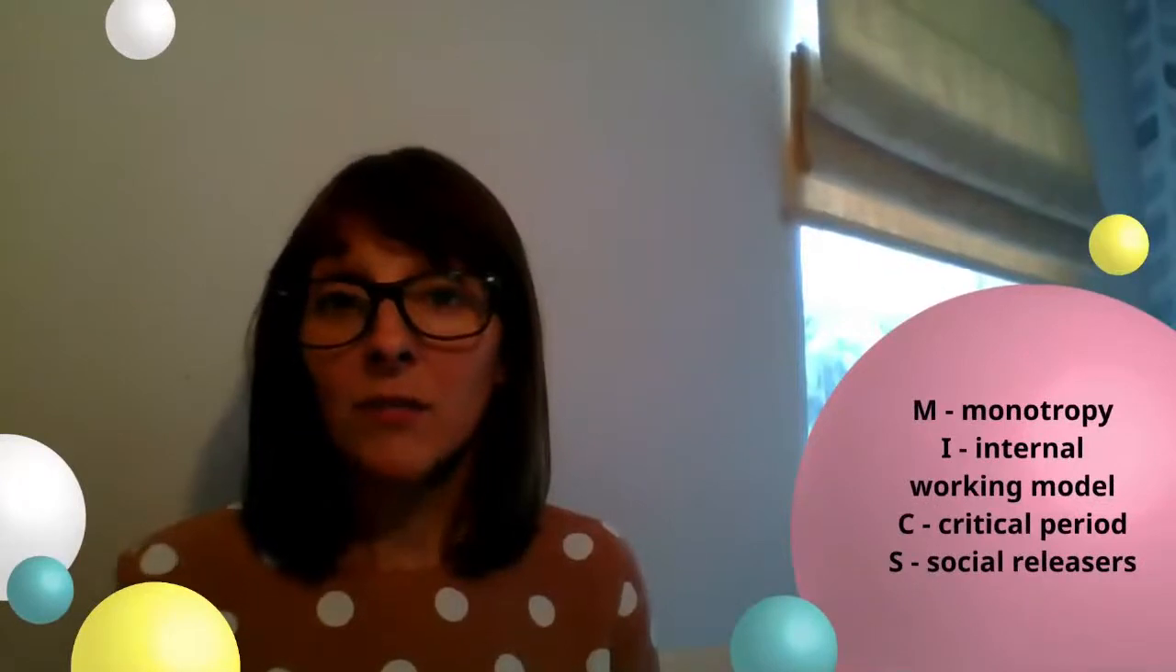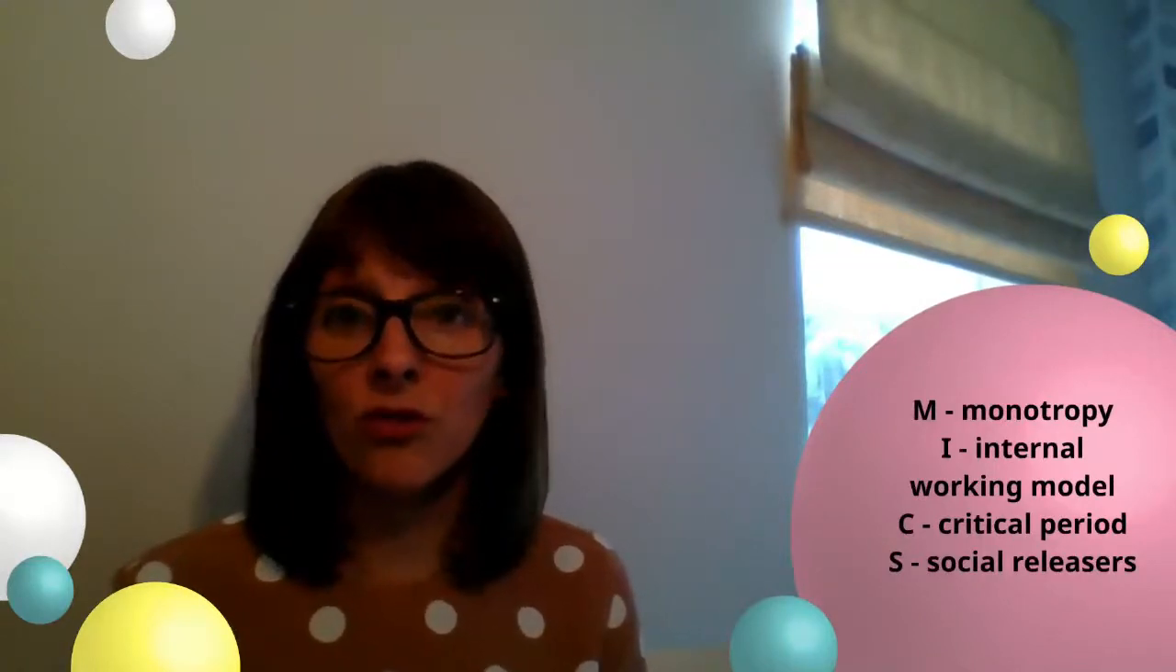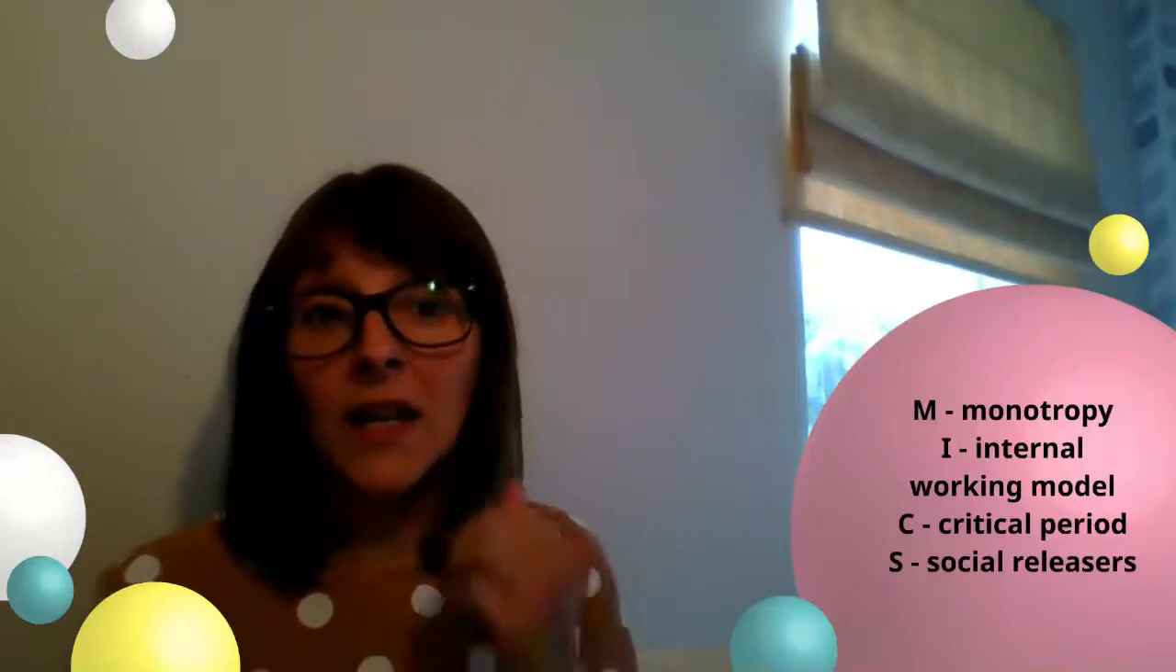So to summarise the monotropic theory, you could use an acronym. So I've used MICS. So monotropy, internal working model, critical period, social releasers. So when you get a question like a 16 marker about Bowlby's monotropic theory, these are the things that you should be talking about. And if you can remember it using an accurate acronym, that should help.